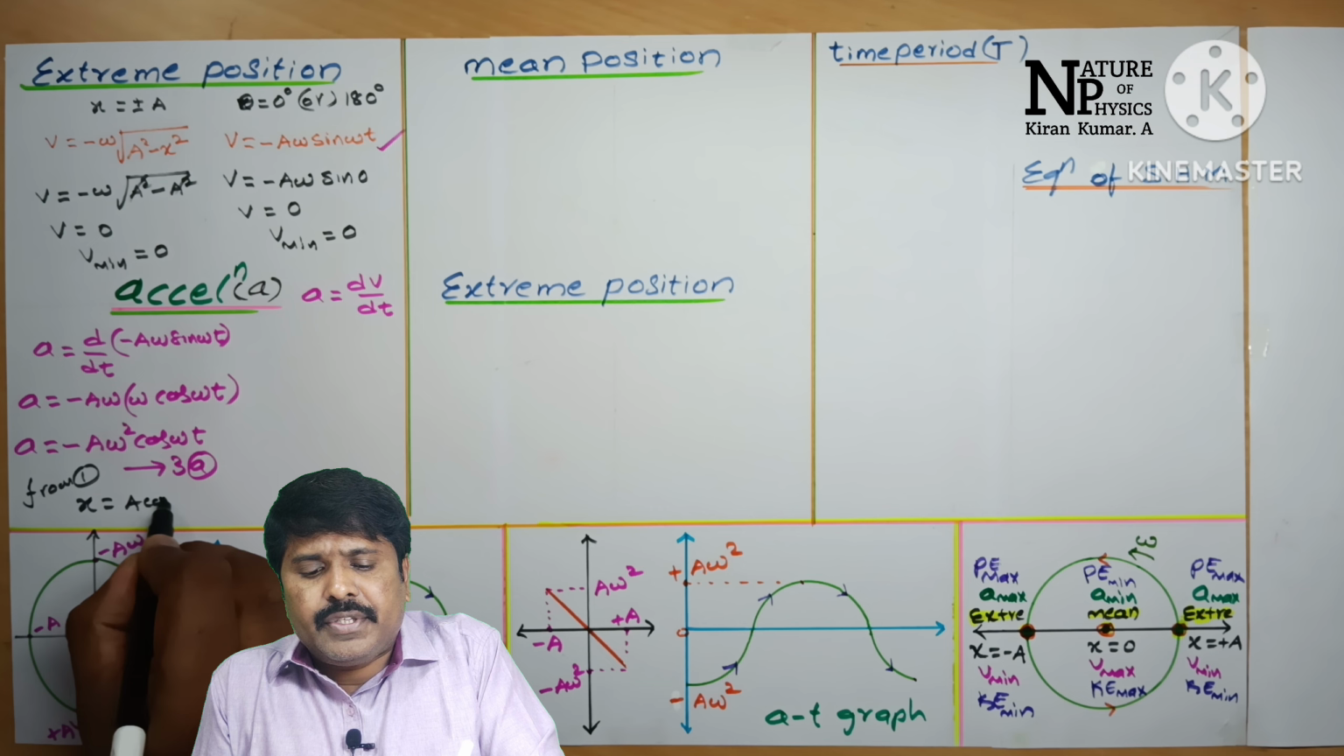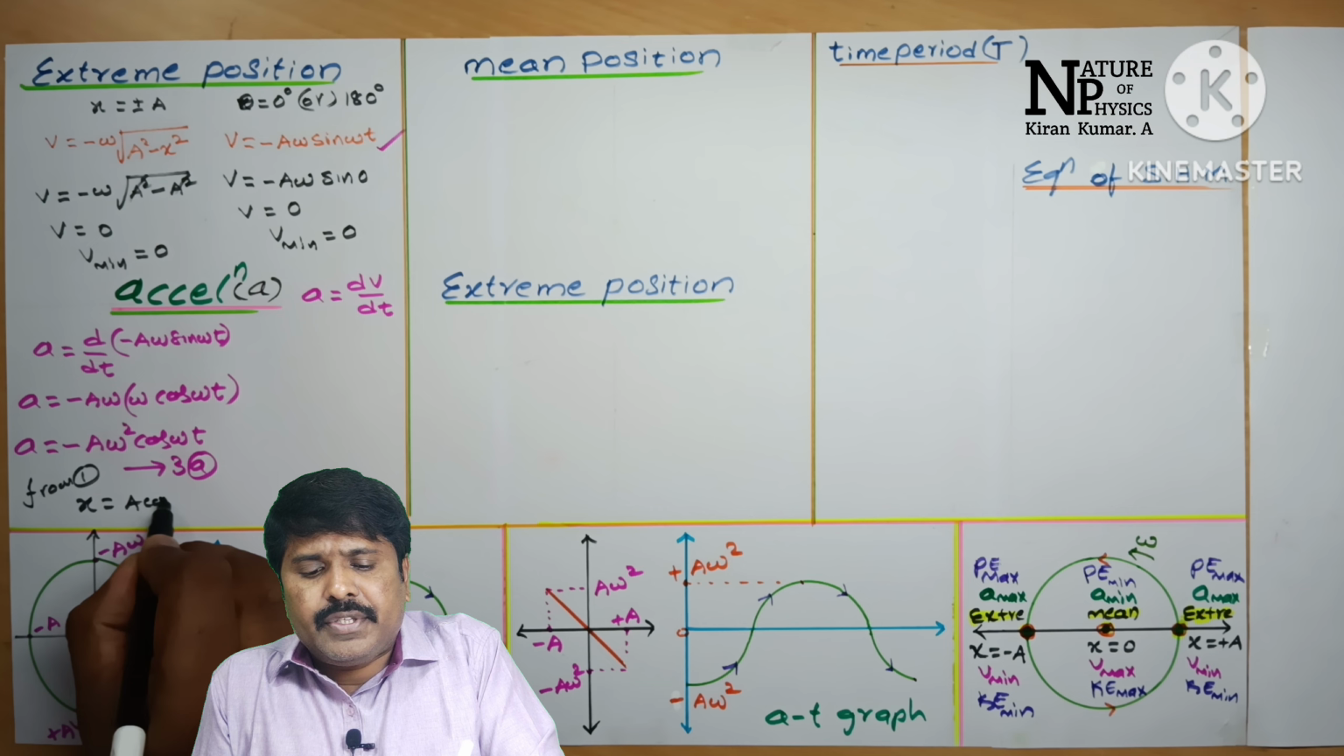Okay student, and the value minus a omega is common, so that acceleration a is equal to minus a omega, so d by dt of sine omega t becomes cos omega t, and constant omega again common, second time, second differentiation is completed, so that acceleration equation a is equal to minus a into omega square cos omega t. This I can write as equation number 3a, acceleration equation.